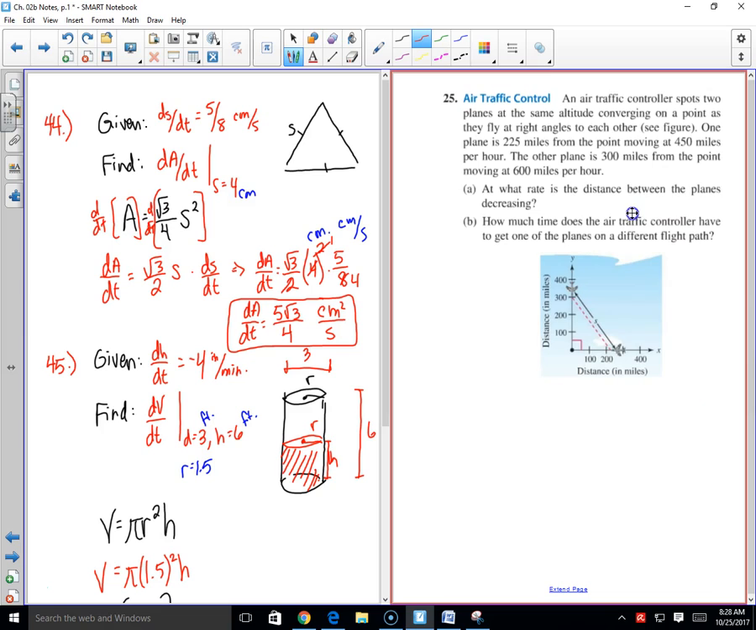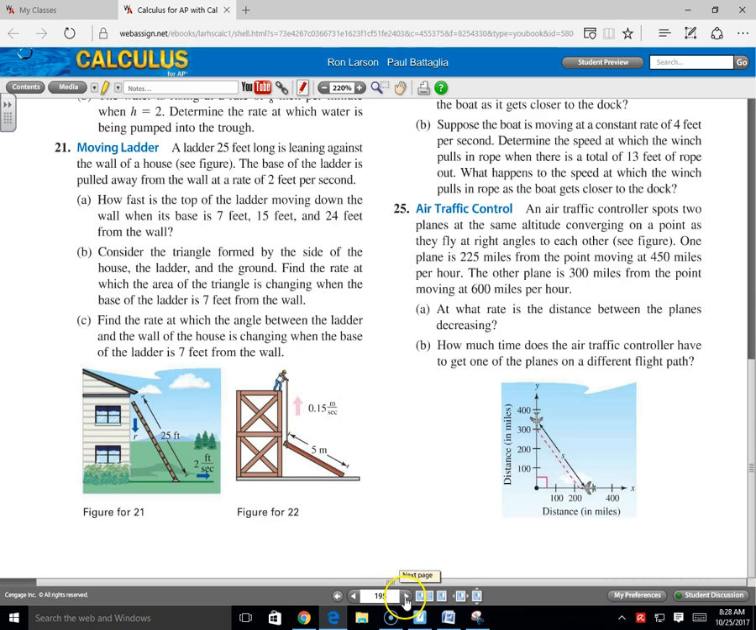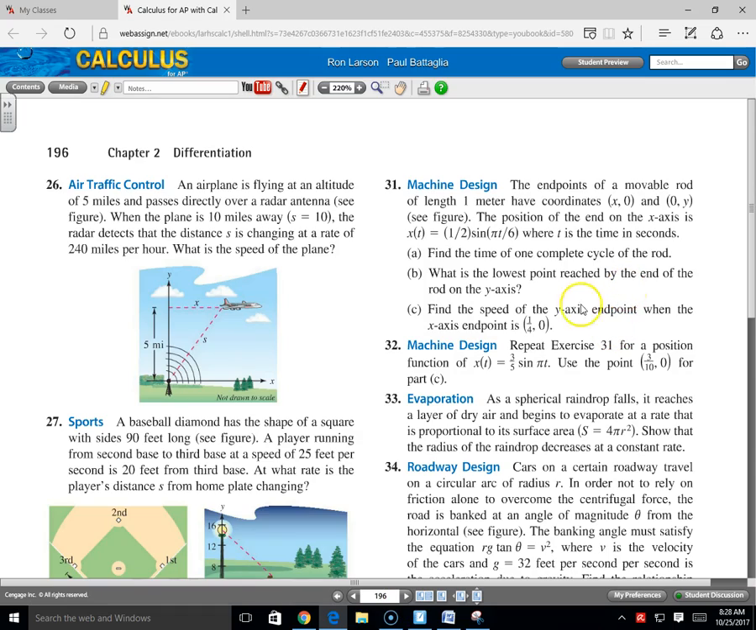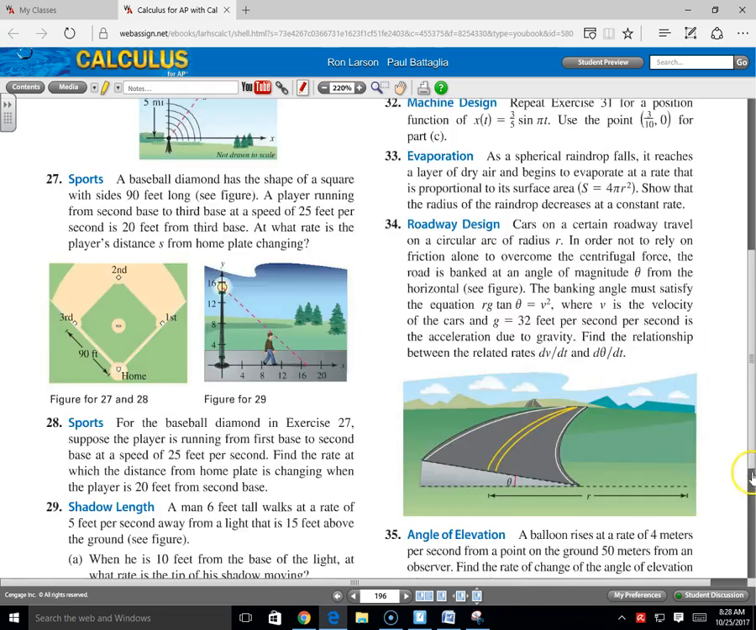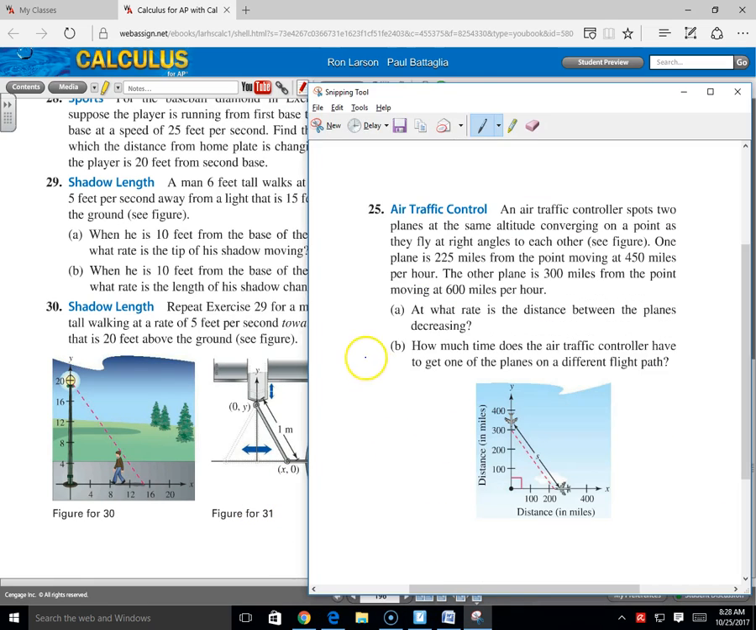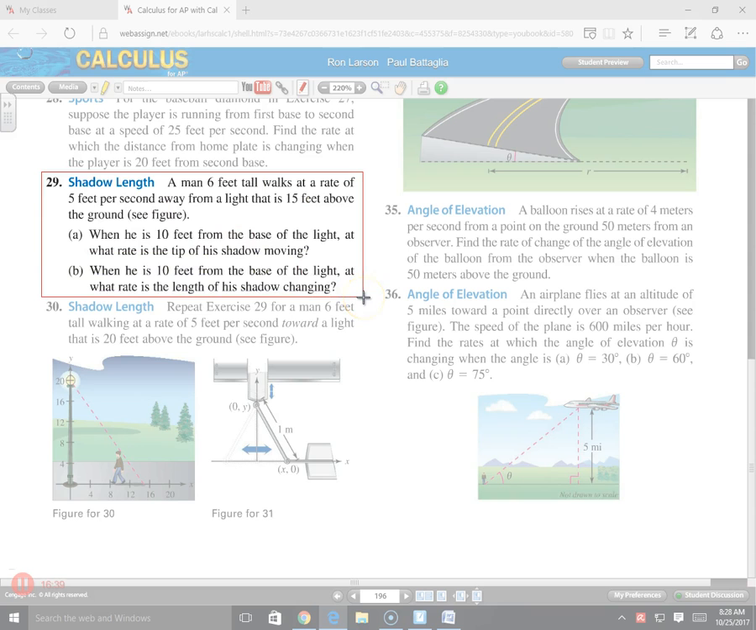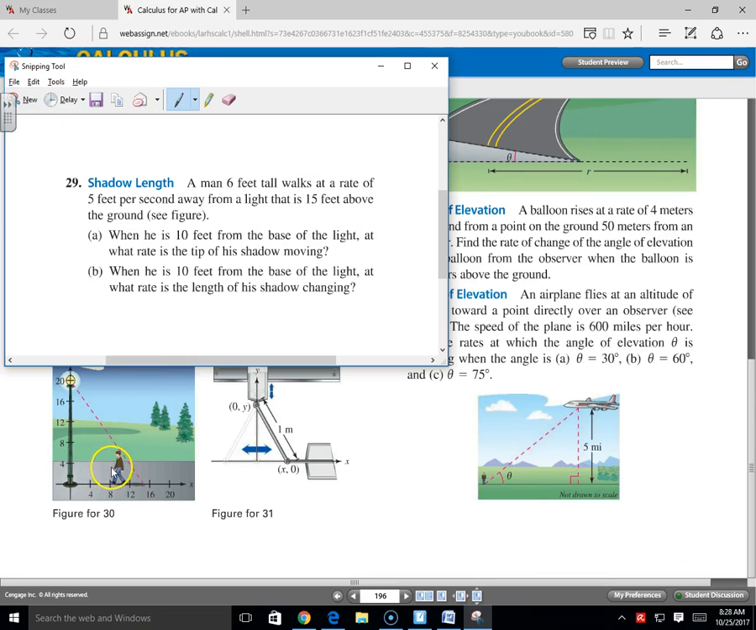Kiddos, we're going to look at number 25 for just a little bit. But is there anything else you want to look at? I have room for one more. Definitely 29. What is the difference between the length of the shadow and the tip of the shadow, in A and B? Well, length would be the entirety. Can I use this picture down here?